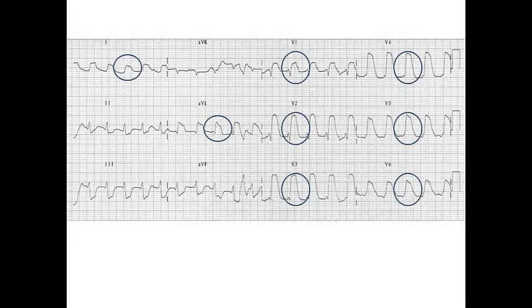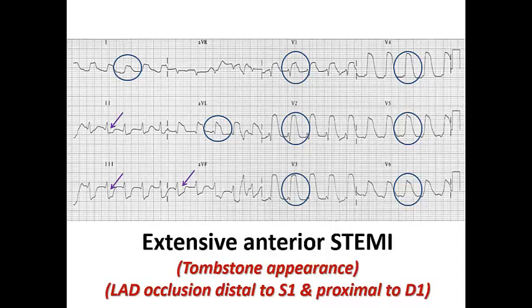So in this ECG, for example, we can see ST elevation from V1 to V6 plus 1 and AVL. So here I can see also ST depression in the inferior leads. So it is extensive anterior STEMI with tombstone appearance as the magnitude of ST elevation is heroic, and there is LAD occlusion here mostly distal to S1 but proximal to diagonal 1. So I could expect here the culprit artery and culprit lesion.